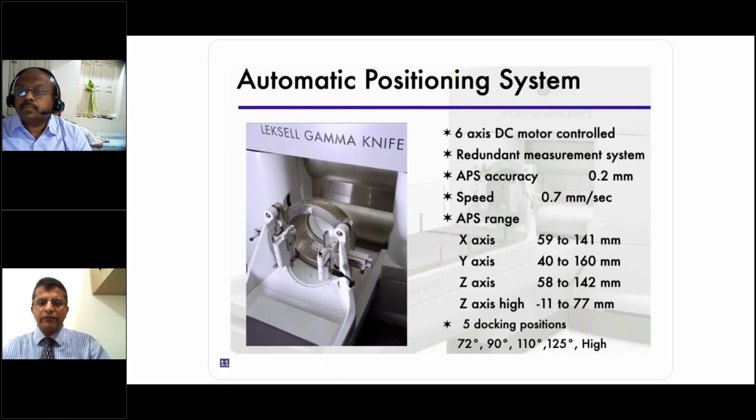This is the gamma knife positioning system which is used for positioning the head in different X, Y, and Z axes. So that limits the application of this equipment to some of the specific locations in the brain. Suppose there is a tumor or a target in an extreme location in the brain, which was not easy to reach using this system. So that was one of the disadvantages of using the automatic positioning system in the earlier versions of the gamma knife.